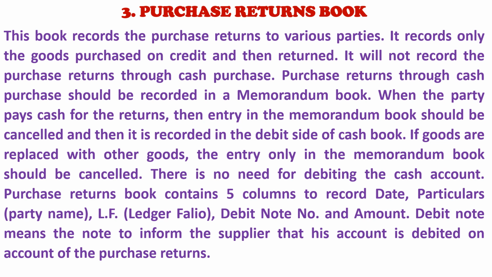Purchase returns book contains 5 columns to record date, particulars, party name, LF (ledger folio), debit note number and amount. Debit note means the note to inform the supplier that his account is debited on account of the purchase returns.